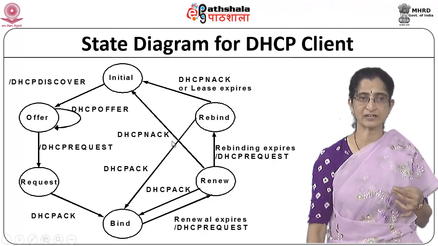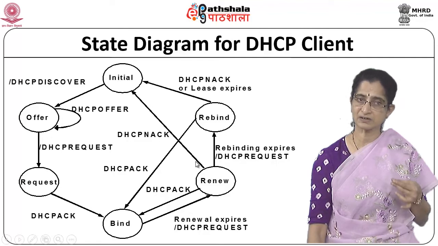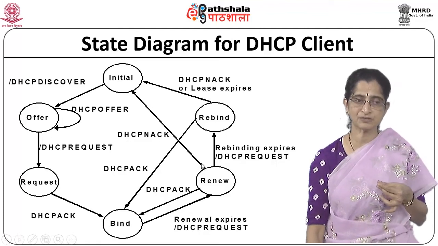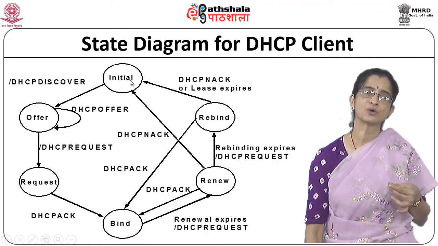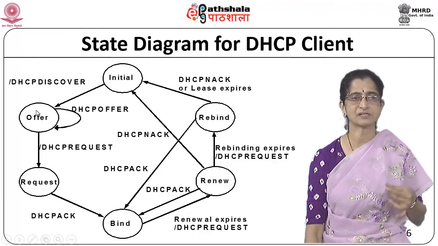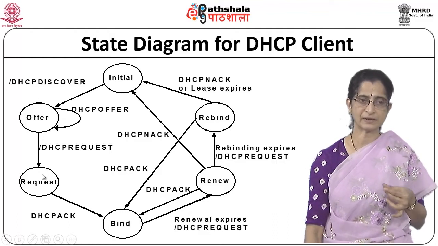or it could also get a DHCP NACK. A NACK is a negative acknowledgement. It says that the server is not able to give that IP address to it. In which case it has to go back to the initial state and go through the whole process of discovering the DHCP server and getting a new IP address assigned to it.